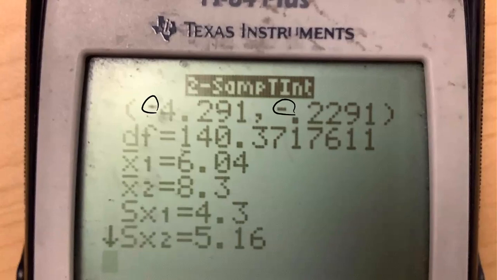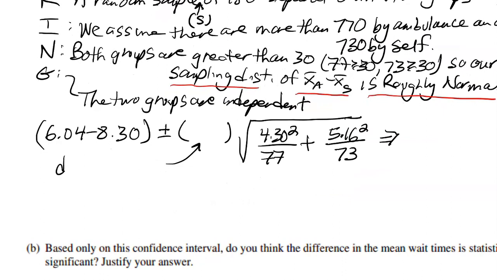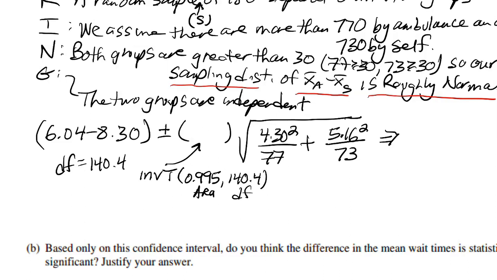-4 to -0.2, and I get this degrees of freedom, 140.4. So that's the degrees of freedom I'm going to use just to make sure everything's accurate. Degrees of freedom is 140.4. So to find our t star, we have inverse t of 0.995 with degrees of freedom 140.4. Remember to add the tail area on the left so that the function works correctly on your TI calculator. So inverse t 0.995, 140.4, and we get a t star of 2.611.